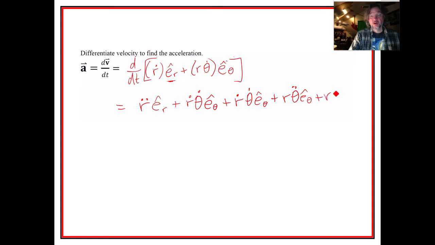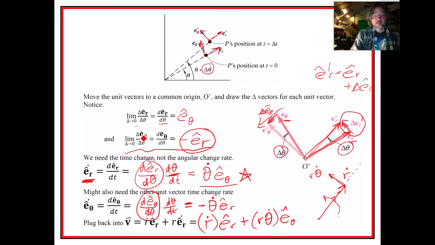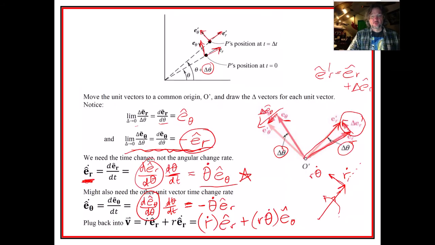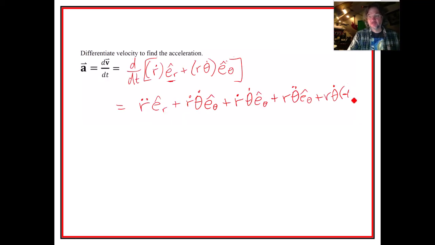And lastly we go r theta dot. We want to take the time derivative of e_theta, which we previously said was negative theta dot e_r. Excuse me, I messed up. One back. Sorry, not this one, I mean this one right here. The derivative of e_theta is going to be negative theta dot e_r. So negative theta dot e_r.